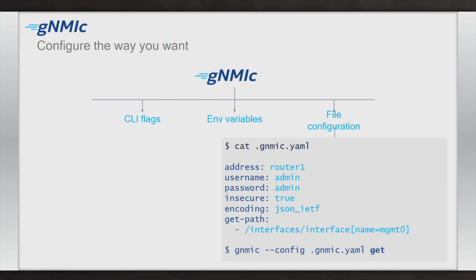You can, again, mix and match CLI flags, environment variables, and file configurations. The CLI flags will take precedence over the environment variables. The environment variables will take precedence over the config file. So you can reuse that config file and override values that are there using the CLI flag or the environment variables.